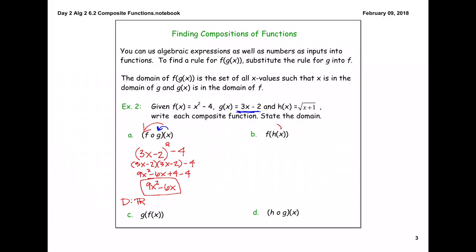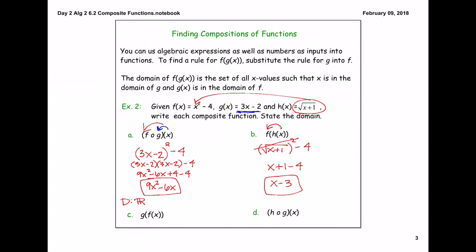In the next example, we want to plug h of x into f. So we are going to take our h of x and plug that in for the x's in f of x. So in parentheses, we have the square root of x plus 1, squared, minus 4. When we simplify this, a square cancels out a square root. So we have x plus 1 minus 4, x minus 3.